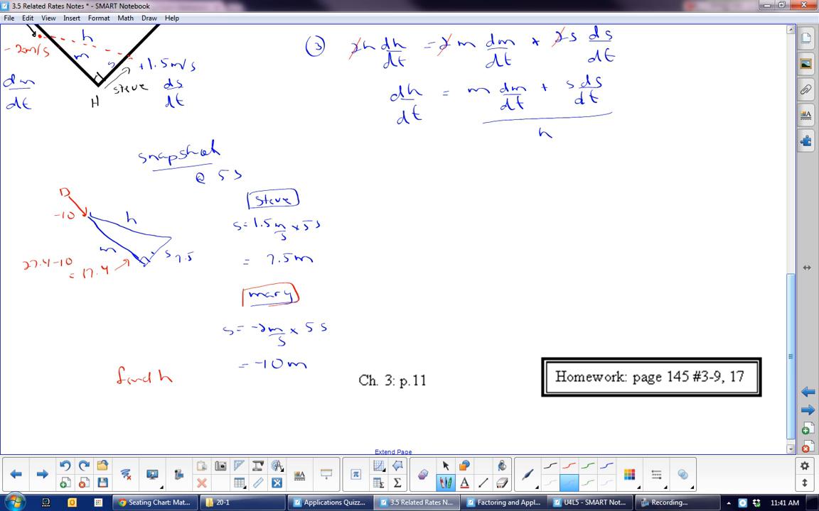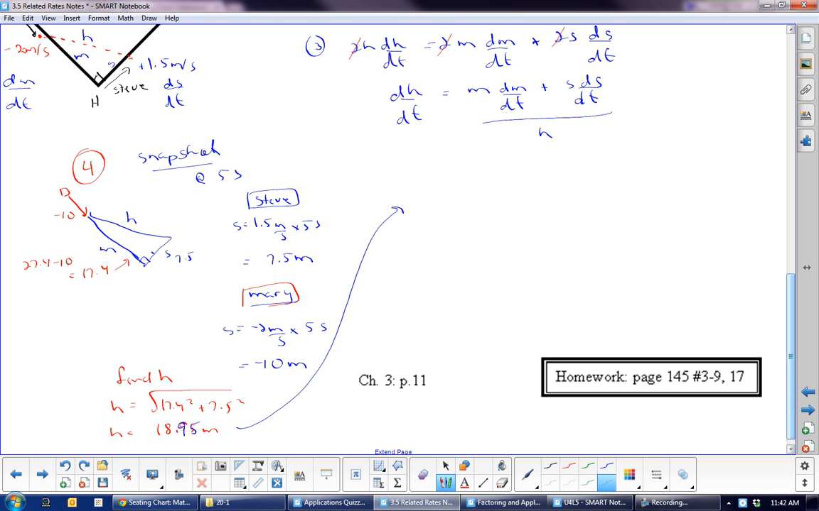By good old Pythagoras, right? So H equals the square root of 17.4 squared plus 7.5 squared. H equals, what I got, 18.95. Okay, so that was number 4. 18.95, yes.